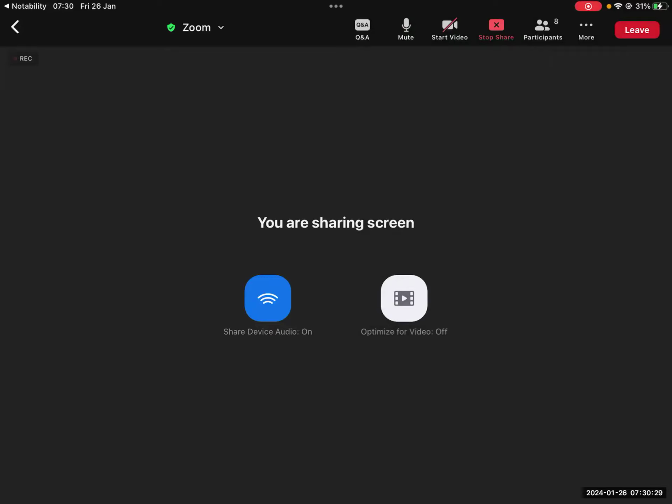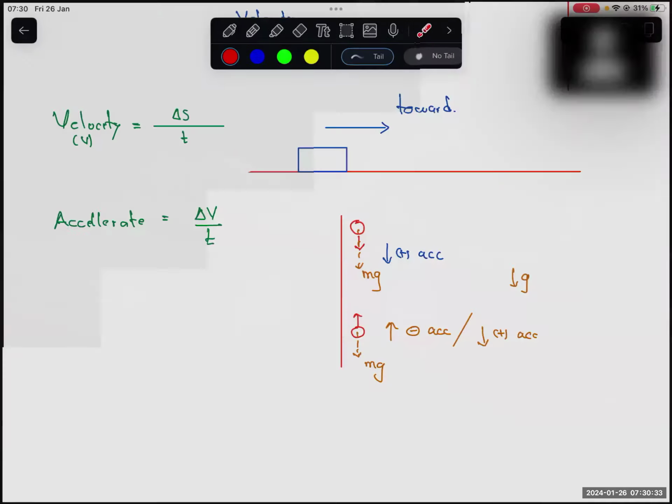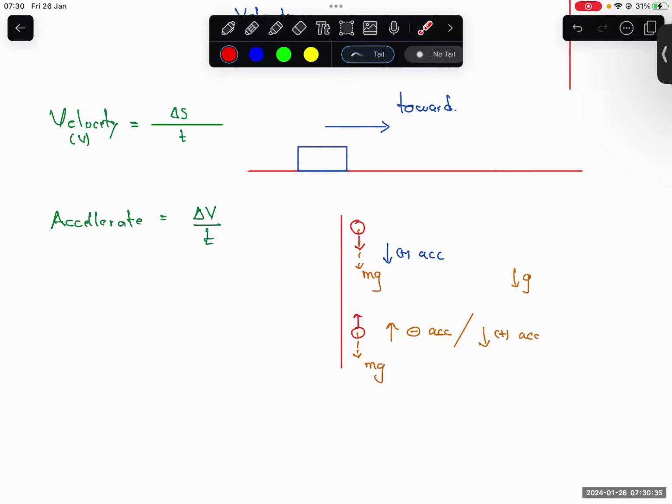Can you hear me? Yes, sir. Now you can see my screen also, right? Sorry, there is an unstable connection, but it's fine.